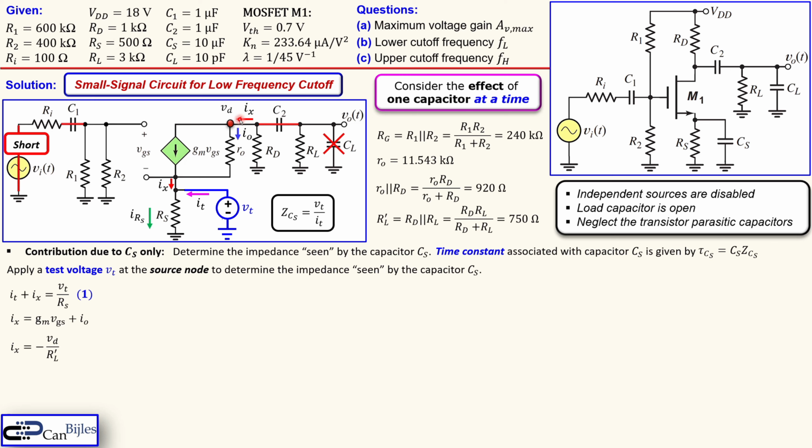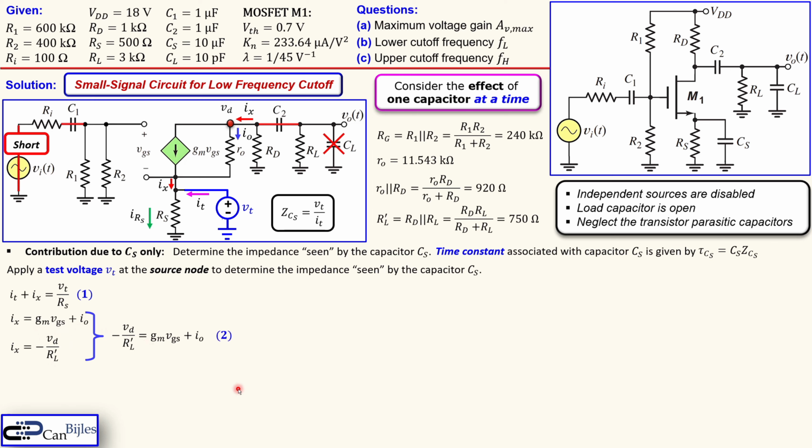And this current here is actually going from ground up through the effective parallel combination. If you now want to calculate the voltage at that node, you can say this resistor, RL prime, times the minus of IX. That's actually shown here. So IX will be minus VD over RL prime. The reason why I'm doing that is that I will now have two expressions for IX, and I can combine them and equate them. I can say now the left side, minus VD over RL prime, is equal to gm VGS plus IO. I call this equation number 2.